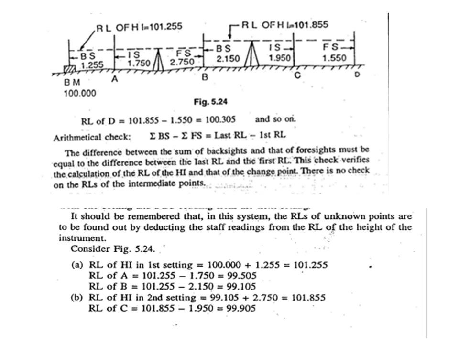And after calculating the RL of height of instrument, that is 101.855, we can calculate the RL of C as well as RL of D by subtracting the respective stop readings at stations C and D from this RL of HI. That is RL of C equal to 101.855 minus 1.950. Similarly, RL of D equal to 101.855 minus 1.550. So that way we can calculate the RL of C as well as RL of D.